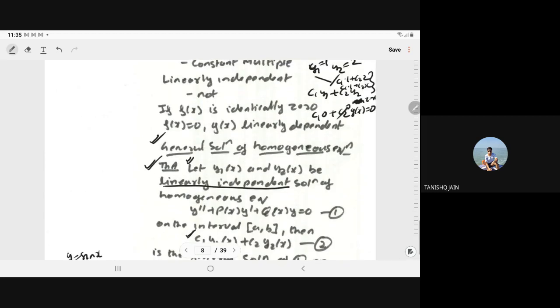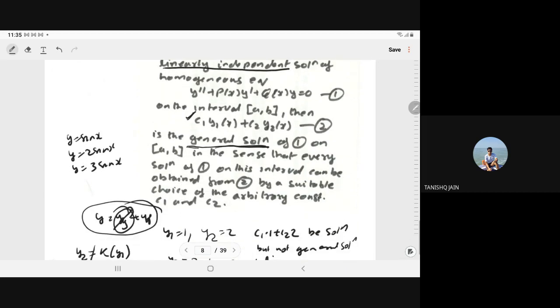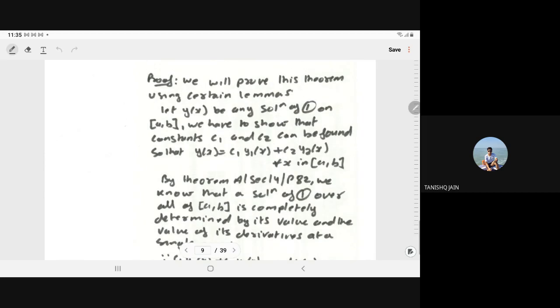So now, in understanding this, any doubt? So now we will prove this. Its proof is a little lengthy. We will prove this theorem using certain lemmas.